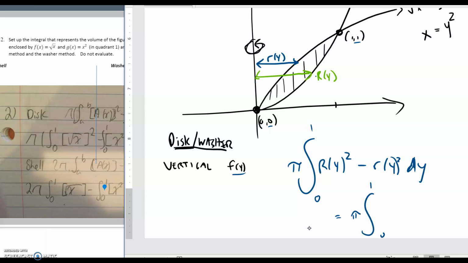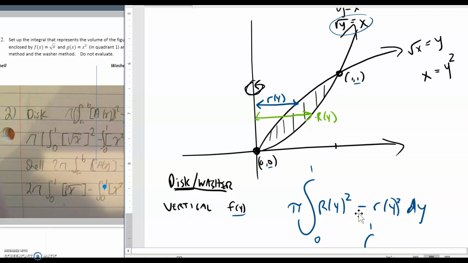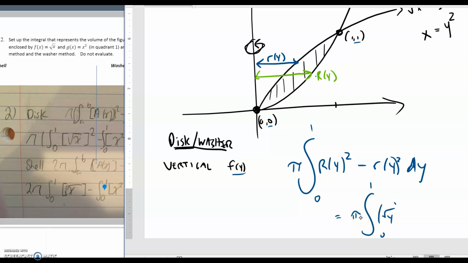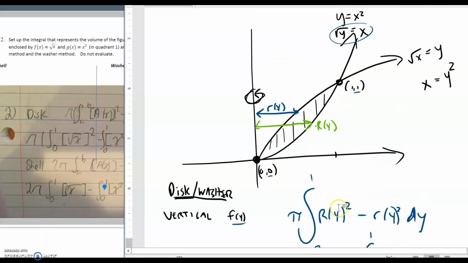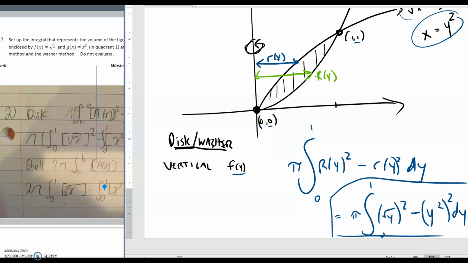So big R is the distance from here to here. That's the y equals x squared curve, which I already took care of. Y equals x squared would be x equals root y, so that's root y squared. And then I subtract from that little r, which is my square root function, but the square root function is a function of x, so it should be that function in terms of y: minus y squared squared. All right, and that's it. That's the big radius minus the little radius squared, times pi: the washer method.